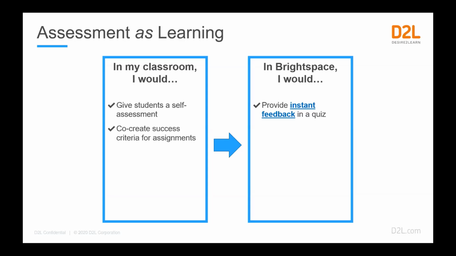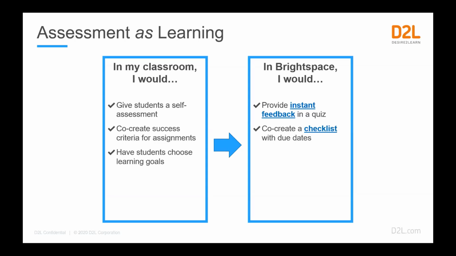You could co-create success criteria for assignments with your students. And in Brightspace, you would achieve this by co-creating a checklist with due dates. So that's one of the demos we're going to go over after this, how you use our checklist tool. And also you can very quickly add a due date to each item, so it keeps students on track if they are maybe completing a big project.